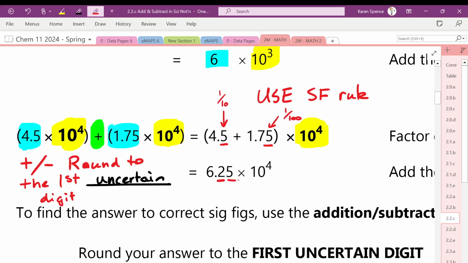Are you allowed to have 2 uncertain digits? No, just 1. So what you will do then is you will say, I need to round this to the tenths, so I need to look to the right and say, what number is that? That's a 5. When it's a 5, I round up. So this becomes 6.3, and that 10 to the 4 that we factored out just stays there. Okay, so it's times 10 to the 4.